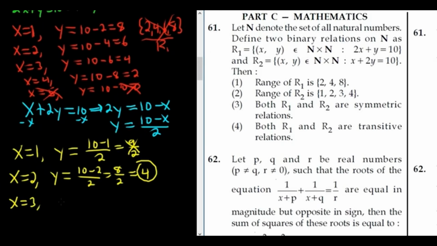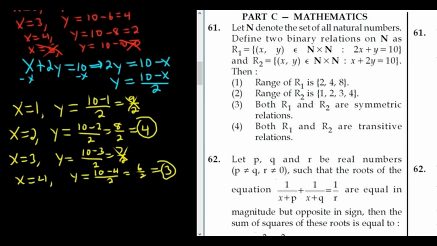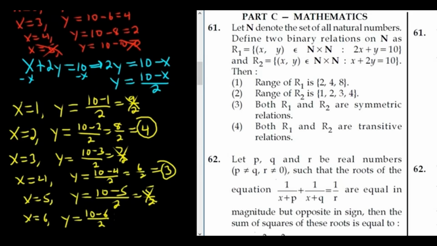When x is 3, we get y equals 10 minus 3 over 2, so 7 over 2. No good. When x is 4, we get y equals 10 minus 4 over 2, so 6 over 2, so 3. That's good. That's a whole number. When x is 5, we get 10 minus 5 over 2, so 5 over 2, which is not a whole number, so we can't include that. When x is 6, we get 10 minus 6 over 2, so 4 over 2, which is 2. That's a whole number.